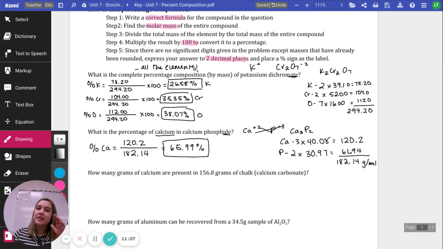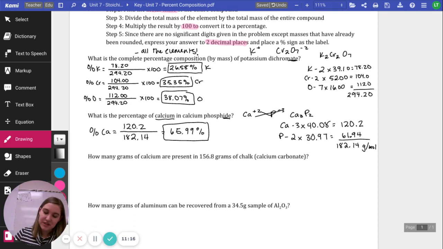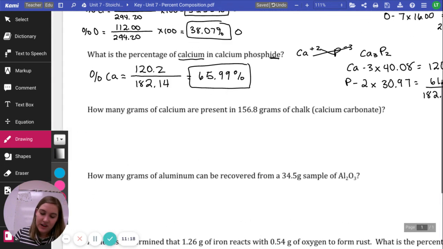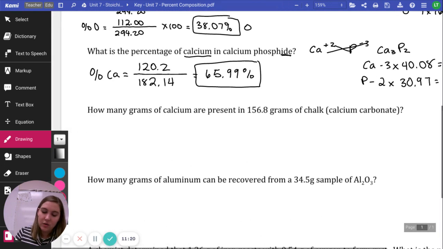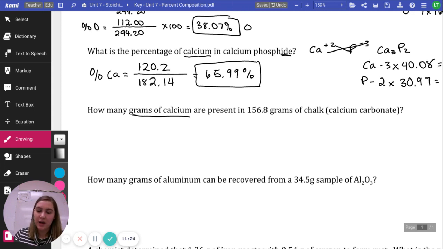All right. So now I'm going to show you guys a slightly different problem, and this one will be more about how we use percent composition outside of just these kinds of questions. Right here, it wants to know how many grams of calcium are present in 156.8 grams of chalk, calcium carbonate. So we can actually use our percent composition to help us figure out a problem like this.